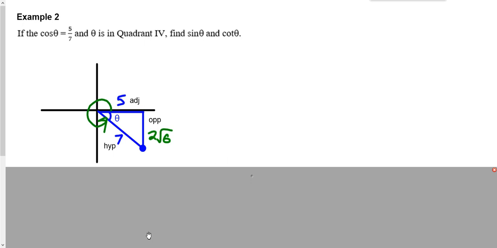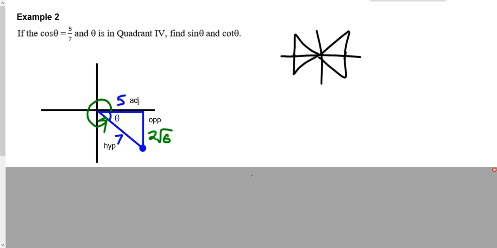One trick that I just want to share with you is, how do you know how to draw your right triangles? Well, these are what we call our bow tie triangles. If you're in the first quadrant, your triangle is going to look like this. If you're in the second quadrant, your right triangle is going to look like this. This is your third quadrant triangle, and this is the fourth.